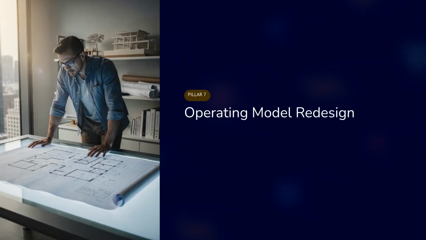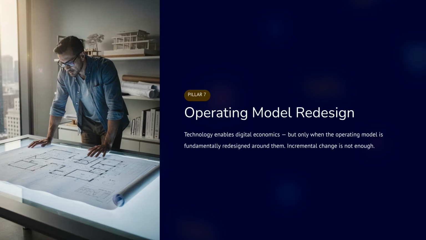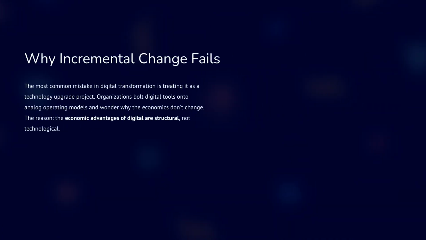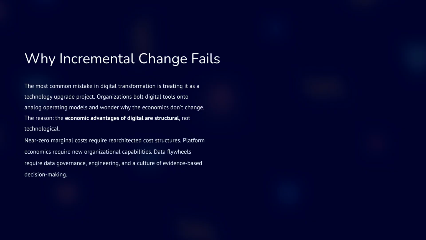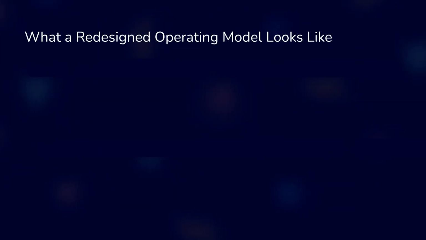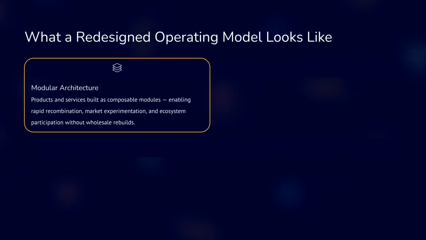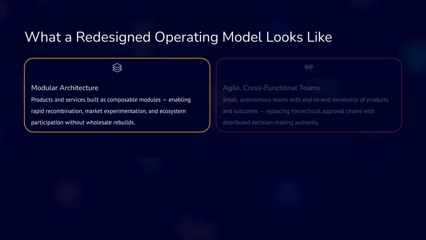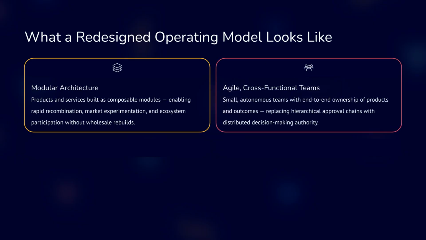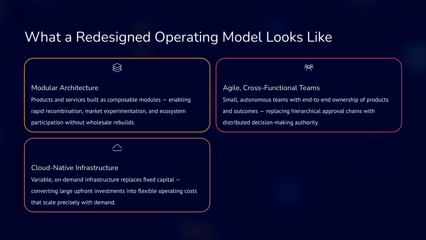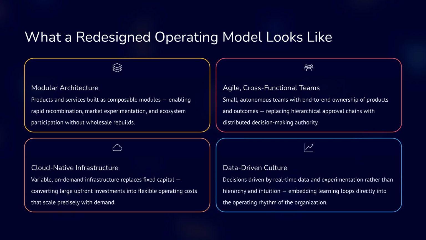Pillar 7 is operating model redesign. Digital economics only work when the operating model is fundamentally redesigned around them. Incremental change is insufficient. Incremental change fails because economic advantages are structural, not technological. Organizations must redesign cost structures, capabilities, and governance. Digitizing a broken process only speeds it up, which is the transformation trap. A redesigned operating model involves modular architecture for rapid experimentation, agile cross-functional teams for distributed decision-making, cloud-native infrastructure for flexible costs, and a data-driven culture that embeds learning loops.